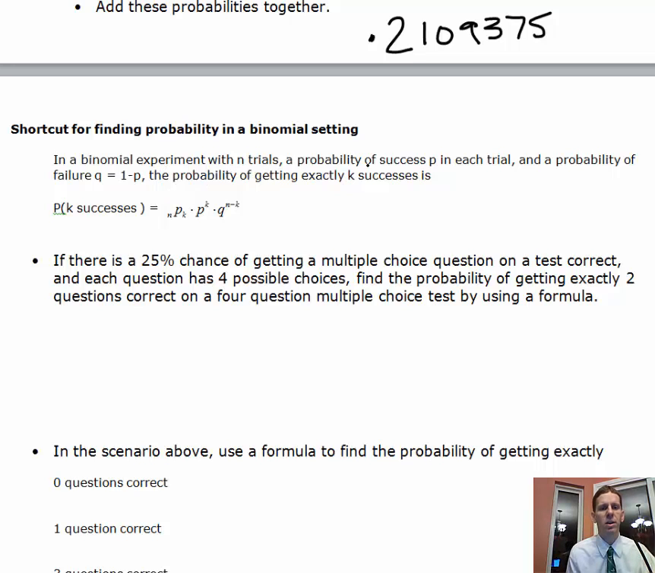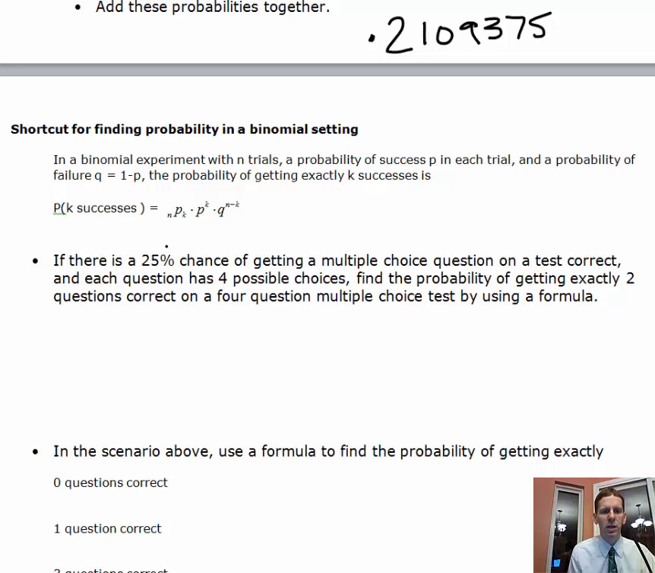The shortcut for doing a binomial experiment with n trials, having a probability of success p in each trial and a probability of failure q, can be found by using this formula. The probability of k successes equals nPk, so this is a permutation, times the probability of success to the k power times the probability of failure to the n minus k power.